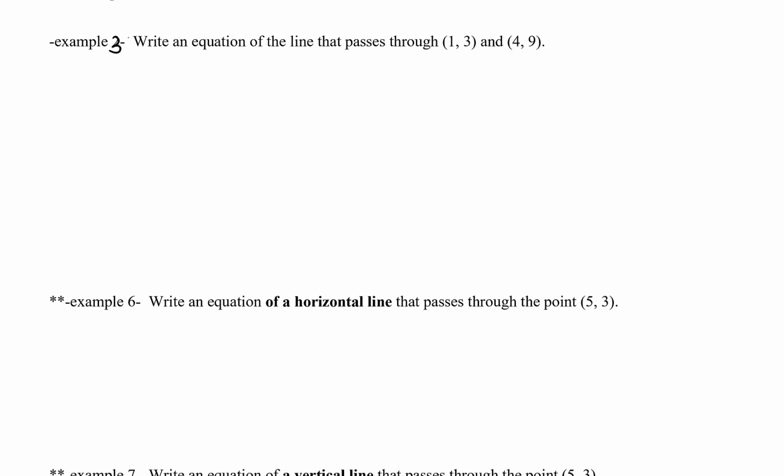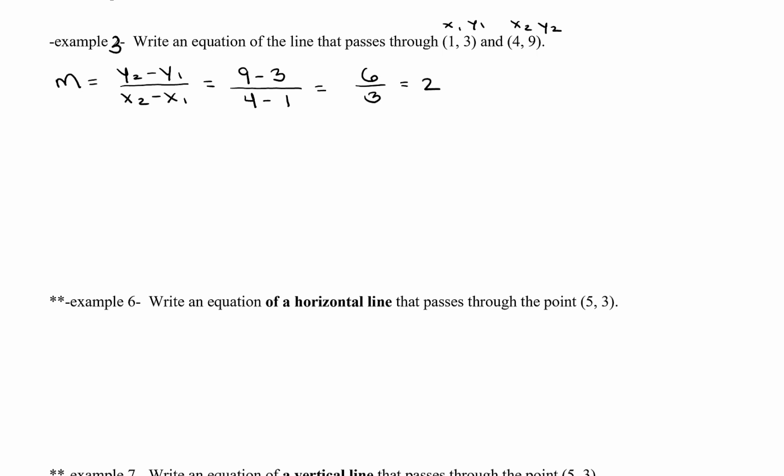So for 1, 3, I've labeled the x coordinate, the 1, with an x sub 1. The y coordinate of 3, I've labeled that with y sub 1. The next ordered pair, 4, 9, the 4, I labeled that with an x sub 2. And the y coordinate, the 9, I've labeled that with a y sub 2. Now I'm substituting into the slope formula, which is m equals y sub 2 minus y sub 1 over x sub 2 minus x sub 1. This will be equal to 9 minus 3 over 4 minus 1 equals 6 divided by 3, which is equal to 2. So therefore my m is equal to 2, that's my slope.